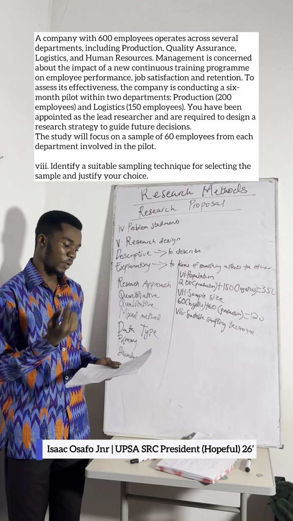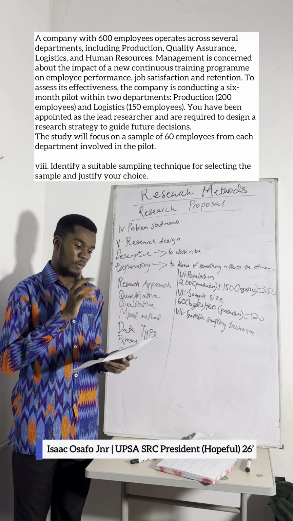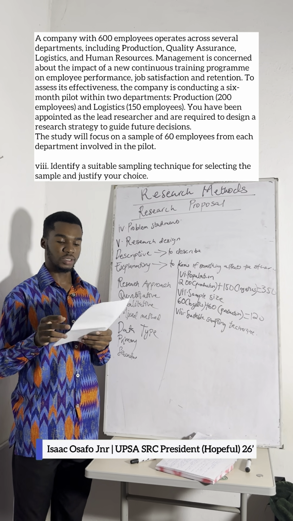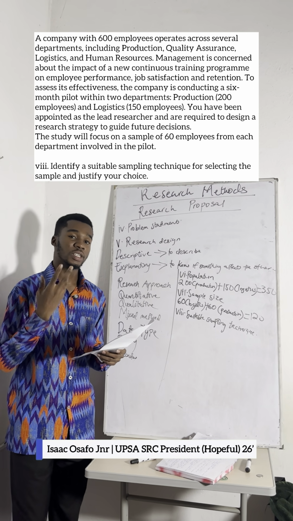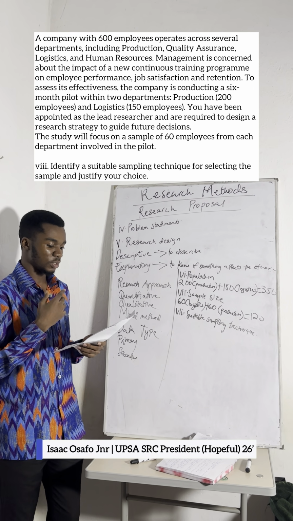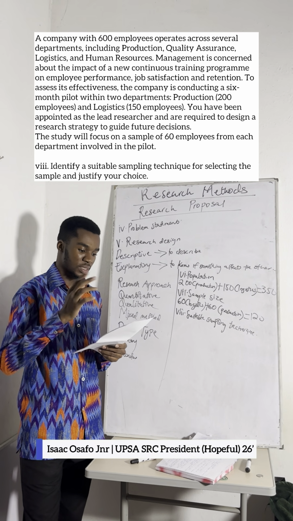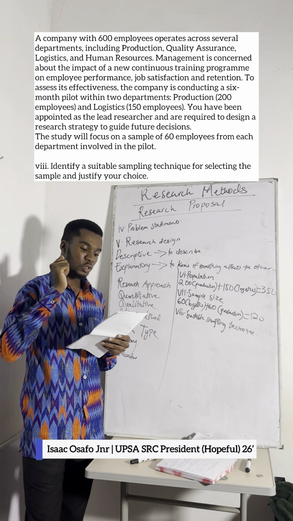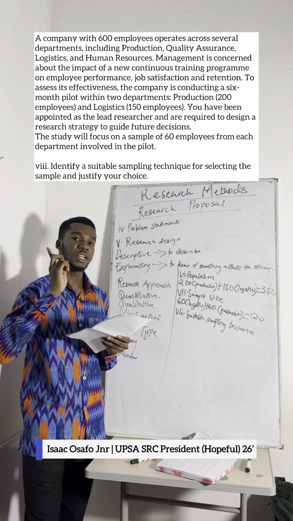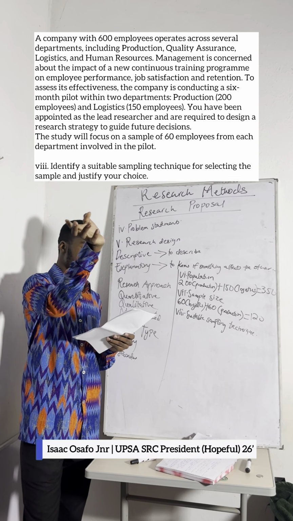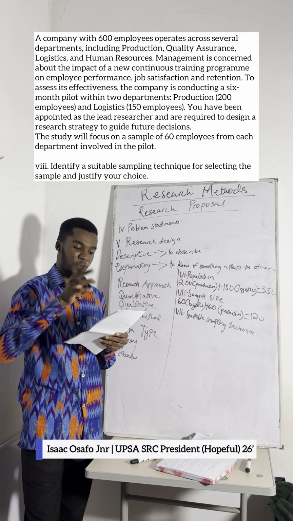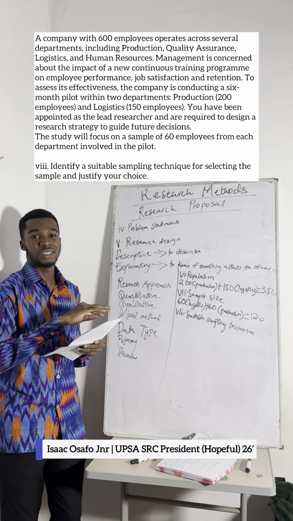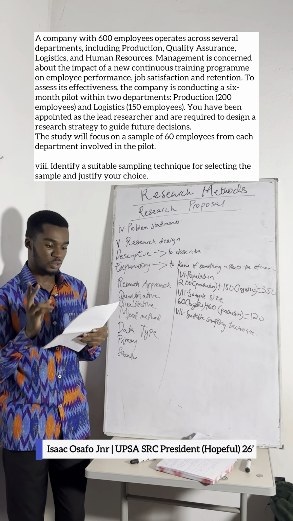Now remember that at first the company had 600 employees across several departments: production, quality assurance, logistics, and human resources. Do you get it? Then they introduced a training program. Now after they introduced the training program, at the end of it, they said they want to know if it affects the job satisfaction and all that. So to assess its effectiveness, the company is conducting a 6-month pilot within 2 departments. So out of the 600, which operates across different departments like production, quality assurance, logistics, and human resources, that's 4 departments. Now they've broken it down into 2 departments.